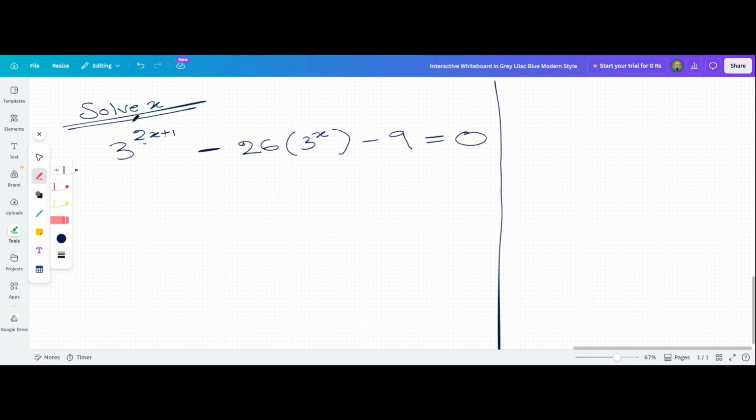Solve x. If you see the x here, the x is in the powers: 3 to the power 2x plus 1, and 3 to the power x. So x is in the powers.